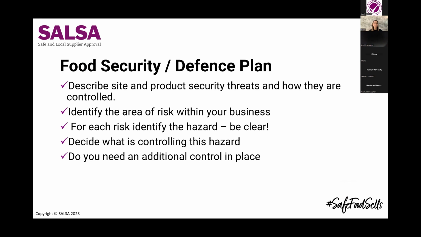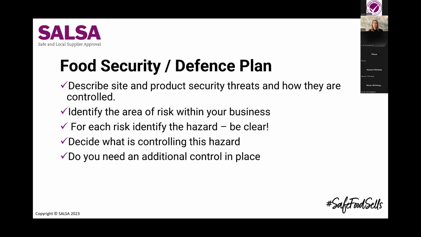But it's about in your food security and defence plan, describe the site, what's surrounding it, who are your neighbours, what are the access points, and product security threats, and how are they controlled? Identify the areas of risk within your business. And for each area of risk, identify the hazard and be really clear about it. And then decide what is going to be controlling that. So have you got enough in place to control it, or do you need to do something else?